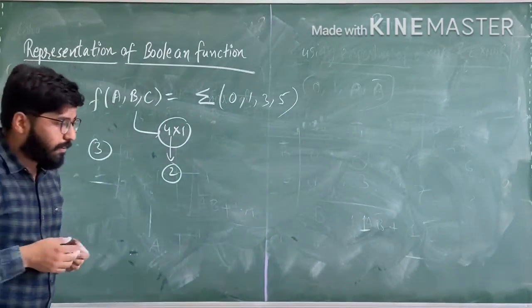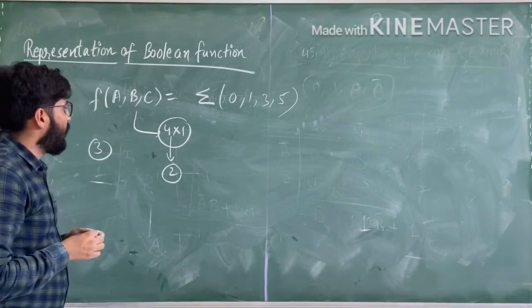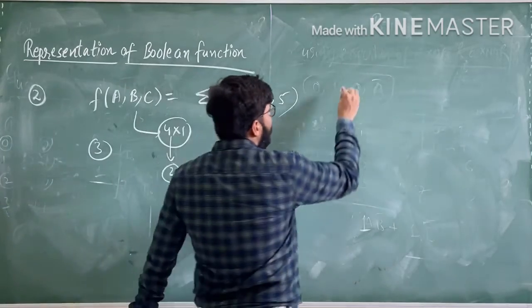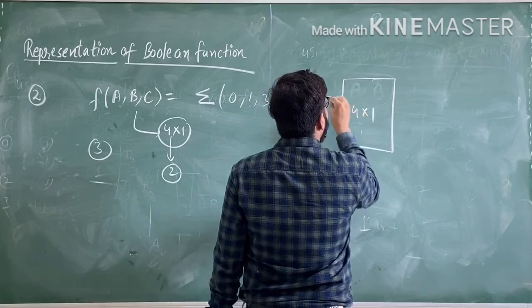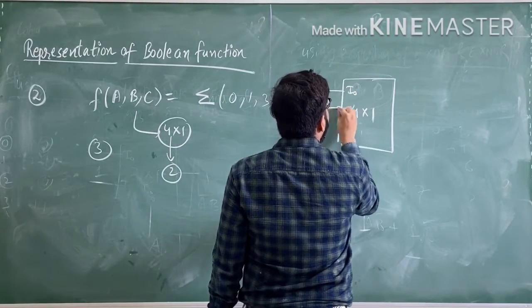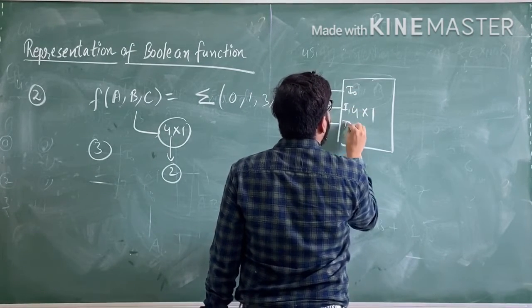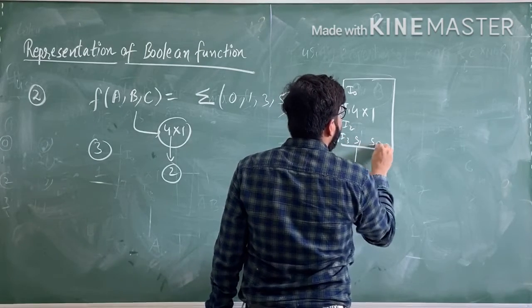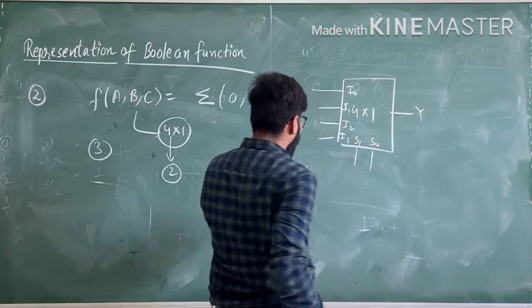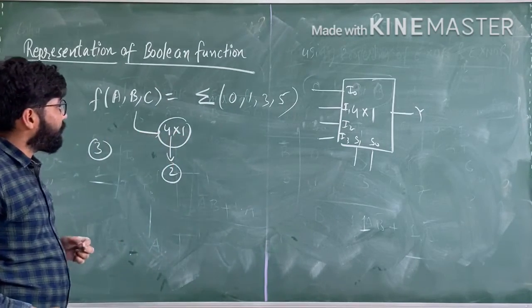After making a table, you have to solve the question. So firstly, you have to make a 4 cross 1 mux, and this is I0, this is I1, this is I2, and this is I3. This is S1, this is S0, and this is the output Y. Okay. So see.